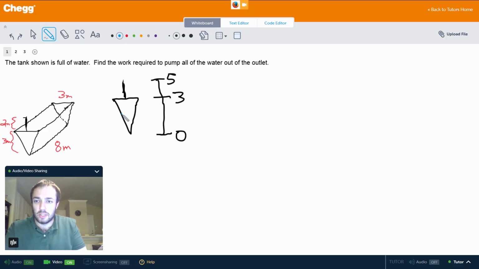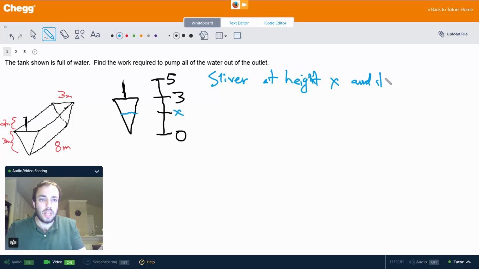We'll look at a little tiny sliver right about here, at position x, so the height of the sliver is x, with thickness delta x. Remember, in calculus delta x usually represents an infinitesimal quantity, a really super teeny tiny quantity. So we have a little sliver of water with a super teeny tiny thickness that we're calling delta x, and that's going to come into play soon.